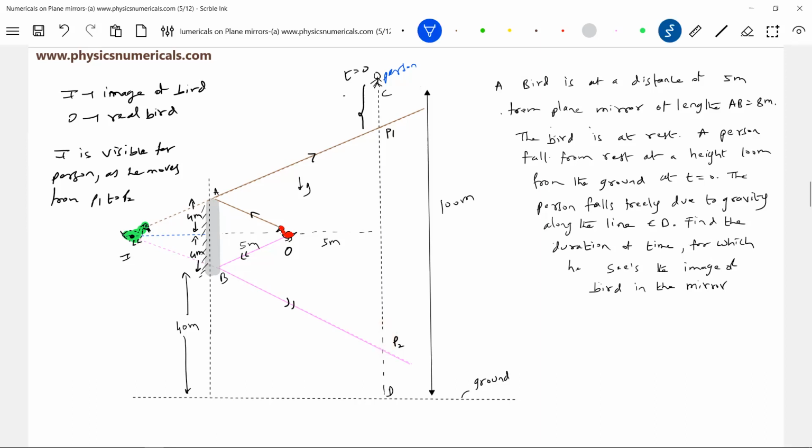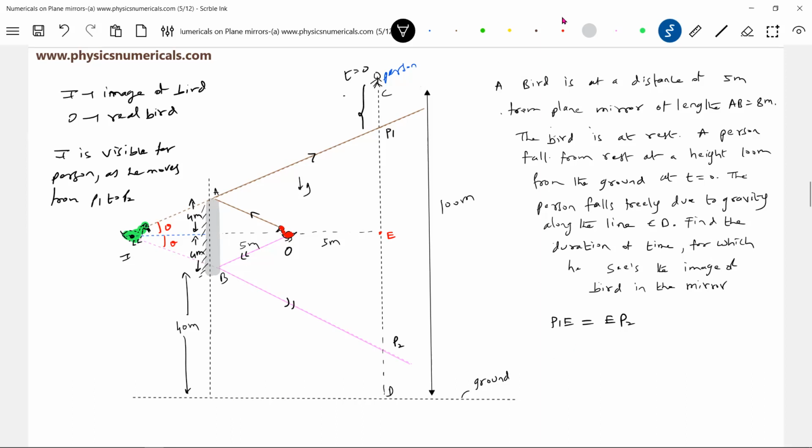Again, due to symmetry, this will be theta and this will be theta. Let me take this point as E. So P1E must be equal to P2E, from the geometry. P1E must be equal to EP2. How do we get P1E from the triangle? Tan theta is equal to 4.